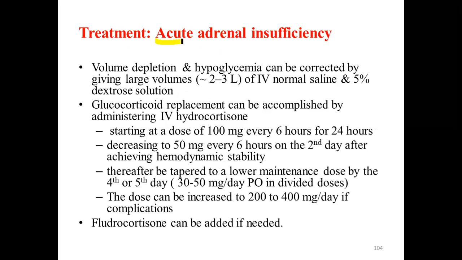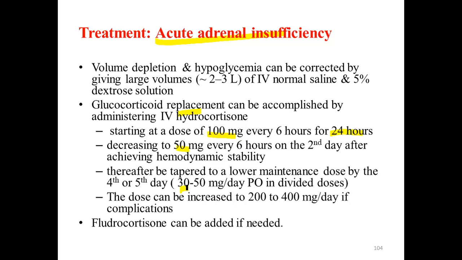If so, how do we treat the acute condition? Volume depletion and hypoglycemia should be corrected by giving normal saline with dextrose solution, then followed by glucocorticoid replacement therapy, and we usually prefer the intravenous route of administration because of the urgency of the condition. So what dose? 100 milligrams every 6 hours for the first 24 hours. Then you assess the patient. If the patient is stable, we can decrease the dose to 50 milligrams.